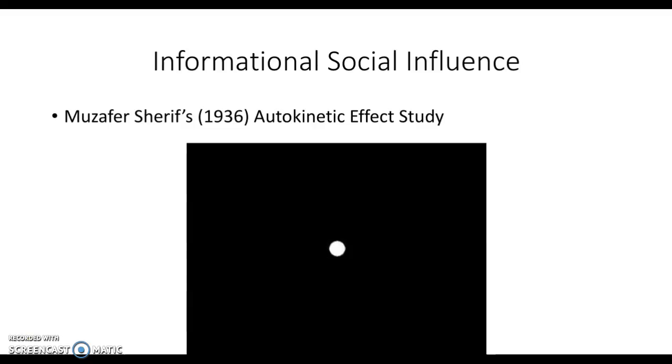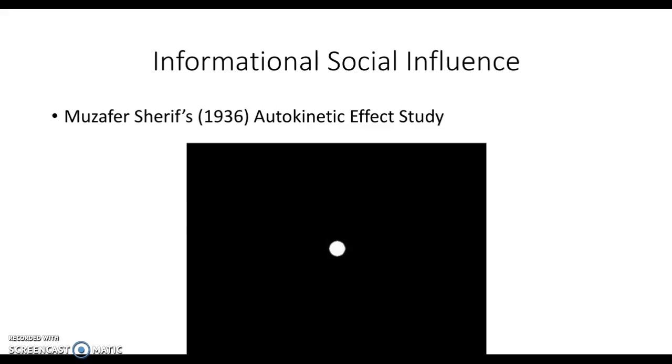Informational social influence is when one observes others as a way in which to judge how to behave in a given situation, especially in a situation that is hard to interpret. For example, in 1936, Muzafer Sherif conducted a study that precisely demonstrated the effects of informational social influence, where participants were first asked to specify the distance by which a speck of light would move within a dark room.